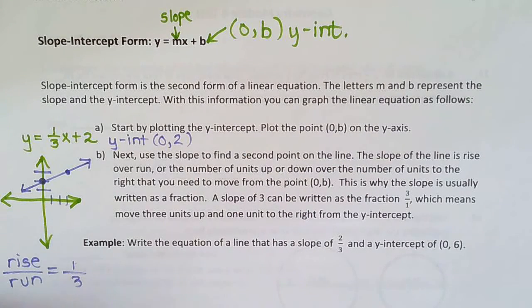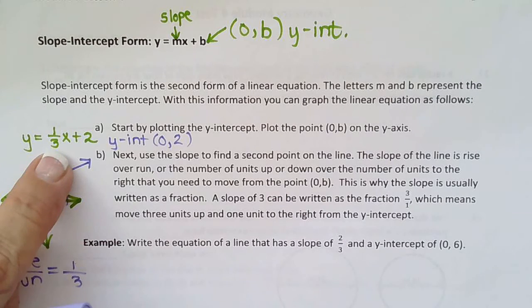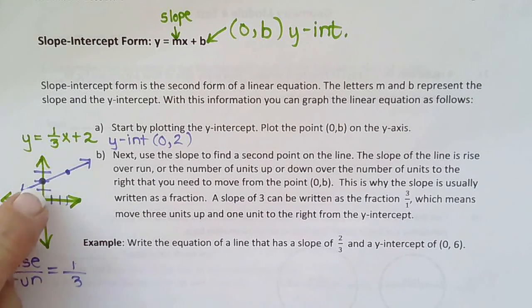Okay, and remember, if the slope is a whole number, you put it over 1. So if the slope had been 3, you would have made it 3 over 1. You would have rose 3, ran 1, just so that you remember about that.